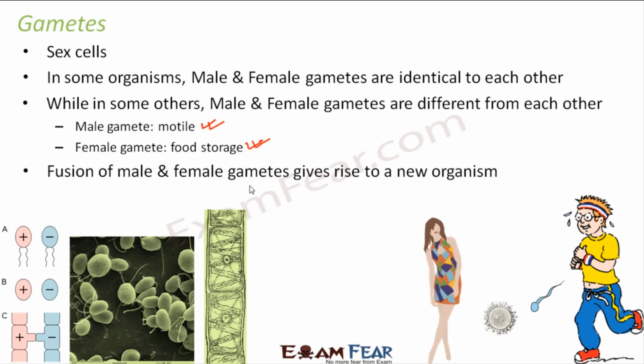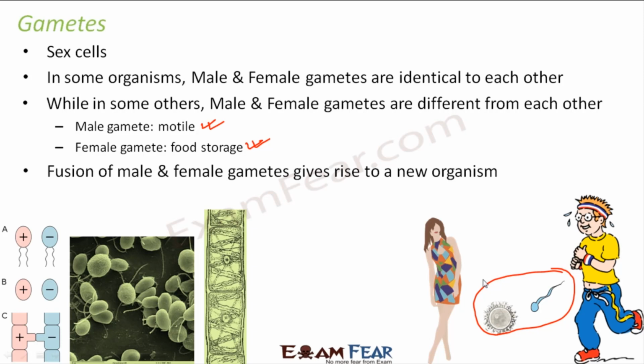Now fusion of male and female gametes gives rise to a new organism. Both of them fuse together to form a new organism. These two gametes contain half the amount of DNA, so when they combine, the amount of DNA becomes the same as what is present in all other cells in the body. Clear? So the idea about gametes is also clear.